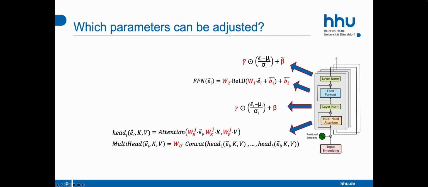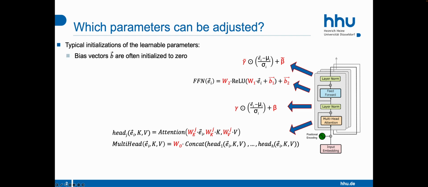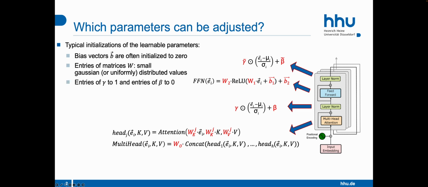Before we actually train the encoder network, we have to set the learnable parameters to some initial starting values. Typically, the bias vectors B are set to 0, and the entries of the matrices W are typically set to small Gaussian distributed values that are distributed around 0. And for the parameters of the layer normalization, you would typically set all entries of gamma to 1 and all entries of beta to 0. This means that applying beta and gamma to your functions is initially not changing anything, and those functions are basically identical to the identity function.